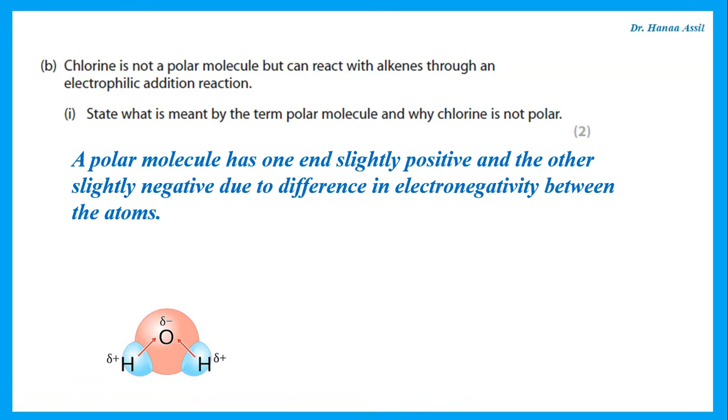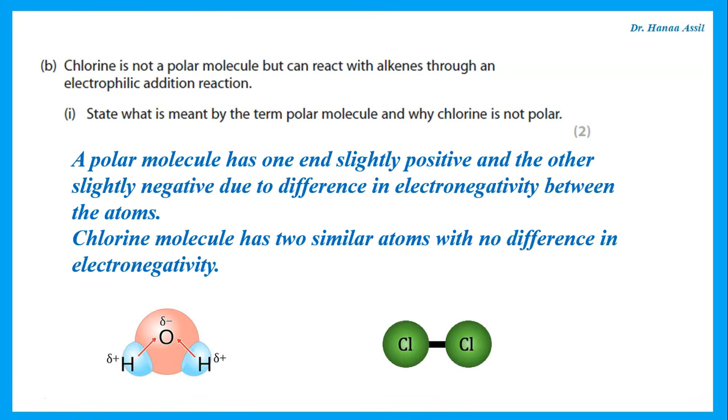For example, in water. In water, I have bonds between oxygen and hydrogen. And you know that oxygen is more electronegative than hydrogen. So each of these bonds is polar, with the bonding electrons slightly towards the oxygen. So we say the oxygen has a slightly negative charge and the hydrogen has a slightly positive charge. Now the polarities of each of these bonds do not cancel, so all of this molecule is called a polar molecule. Now, what about chlorine?